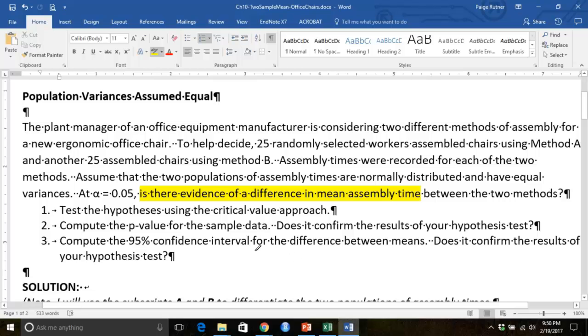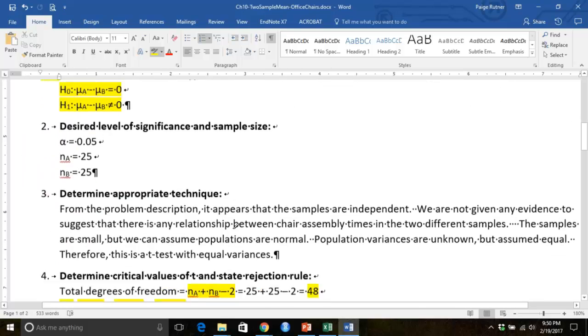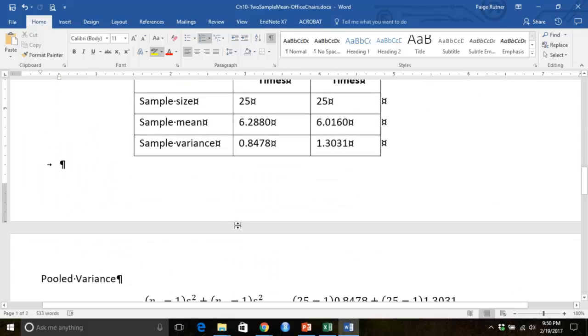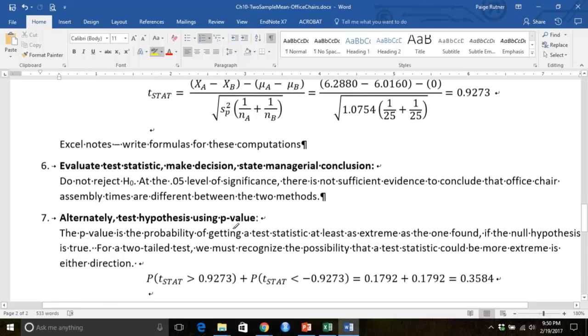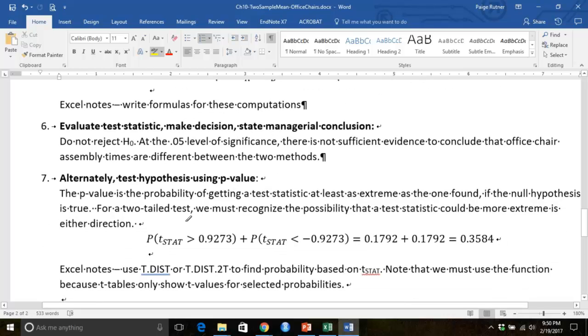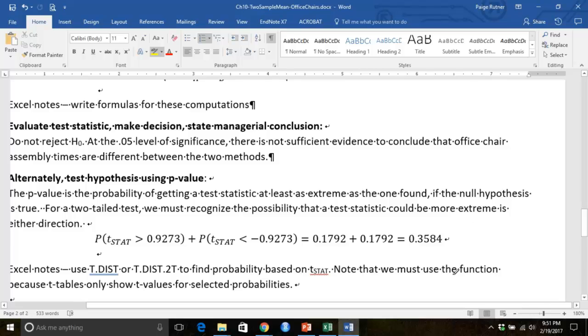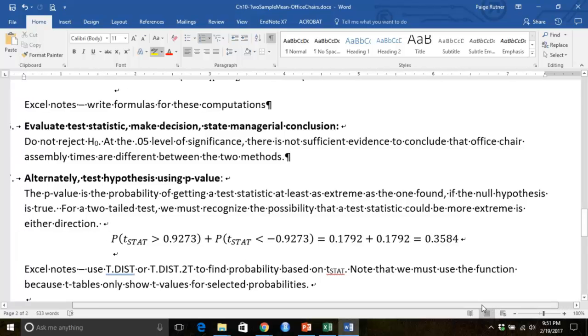We should never have a situation where we're getting different results from these different approaches to doing our test. If you do get different results, that's a clue to you that you've made a mistake somewhere. So to compute the p-value, remember that the p-value is based on our sample data, and what it represents is the probability that we could get a test statistic which is at least as extreme as what we got, if in fact our null hypothesis is true.